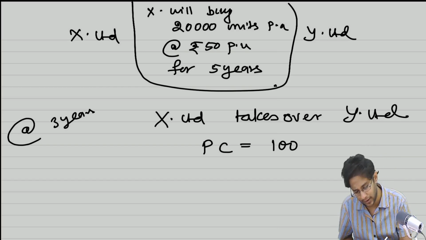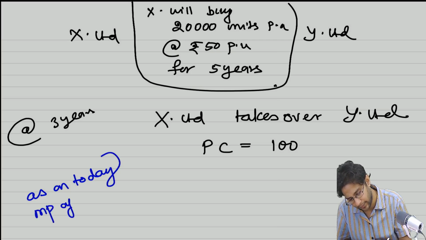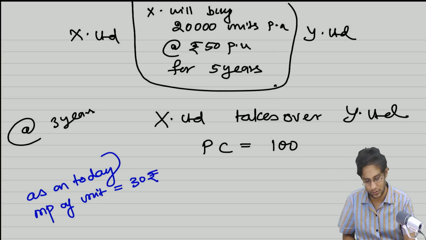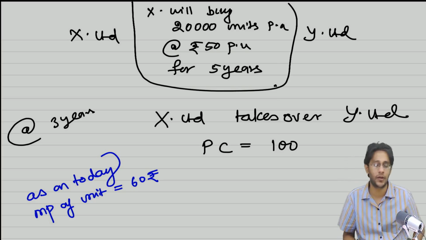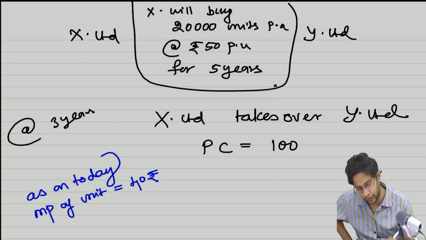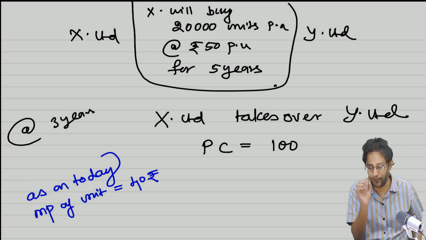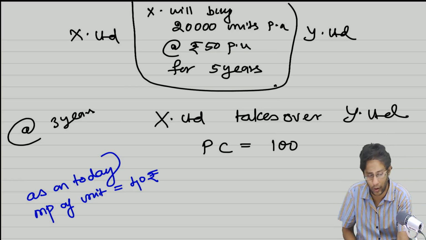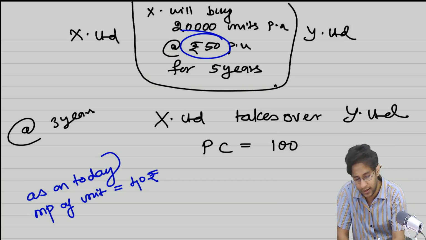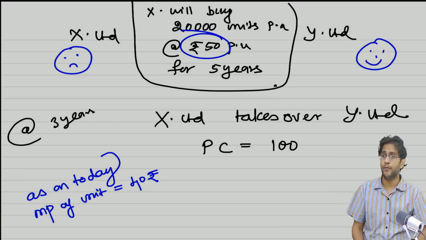Let us say example. As on today, market price of unit is, let's say, 60 rupees. Market low, sir, the price is, let us say, convenient, 40 rupees. So if X Limited wants to buy this unit in the market, ignoring this contract, they can buy this in the market at 40 rupees only. But under the contract, they agreed to pay 50 rupees. So who is feeling good, who is feeling bad? X Limited is feeling sad, Y Limited is feeling happy. Purely because of the contract.